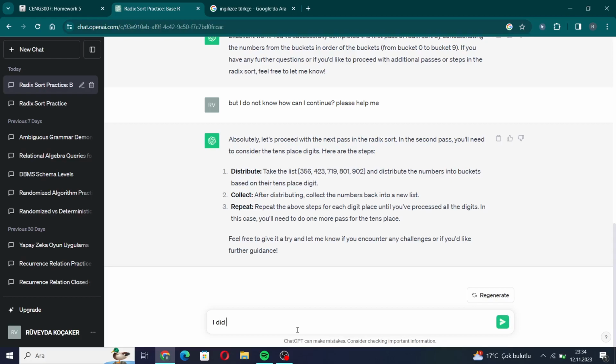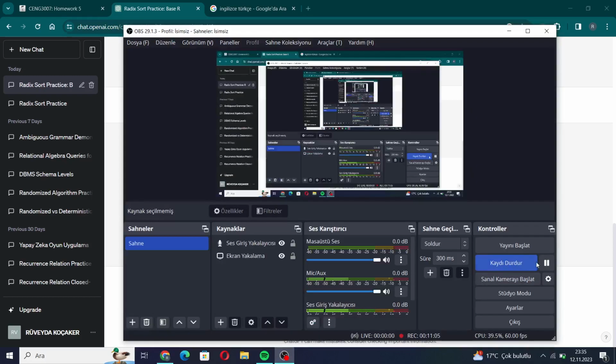I did that, but I find the same result. Please help me. How can I solve this? Just a second.